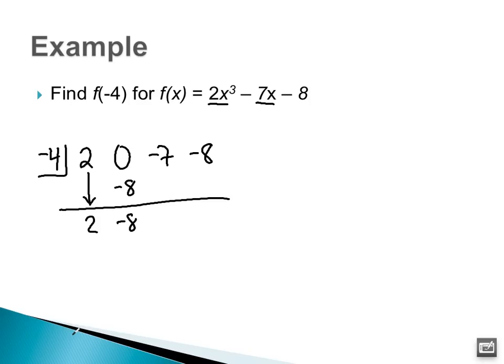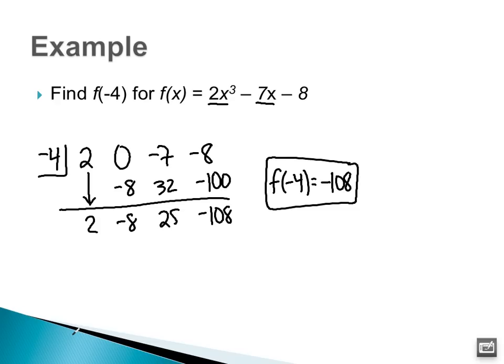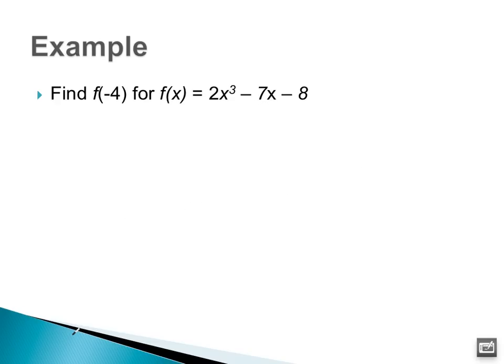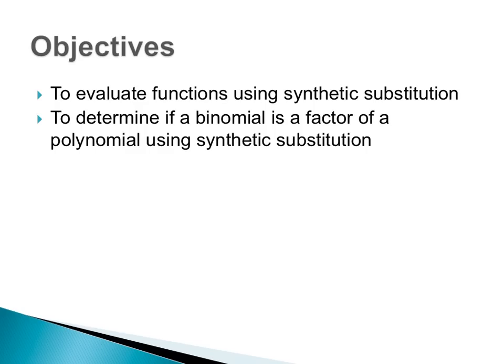-4 multiplied by -8 is +32. Add down, I get 25. -4 multiplied by 25 is -100. Adding down, I get -108. So you should have found that f of -4 is equal to -108. So that was evaluating using synthetic substitution.